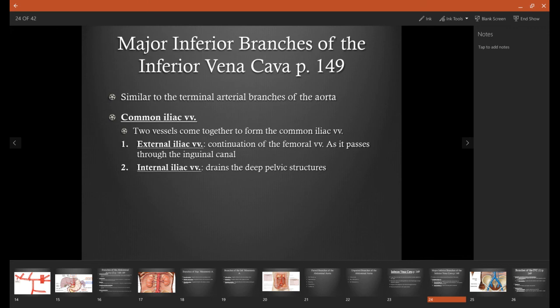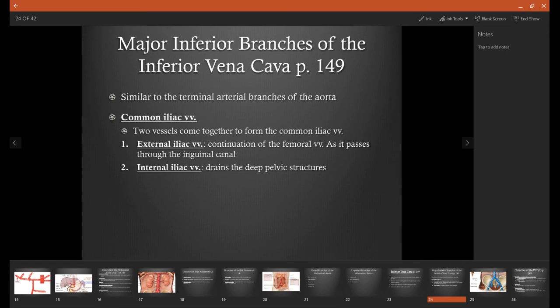Now, because venous blood specifically is going directionally back to the heart, it's going to go a little bit opposite of what we just saw. So these common iliac veins actually come together and form the inferior vena cava. And then two vessels come together to form each common iliac vein, where it's the external iliac vein, which is the same thing as the femoral vein.